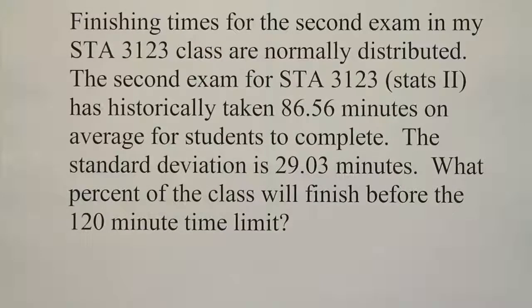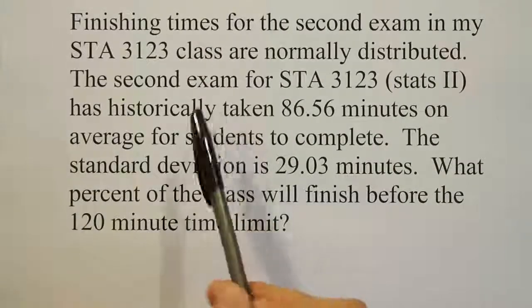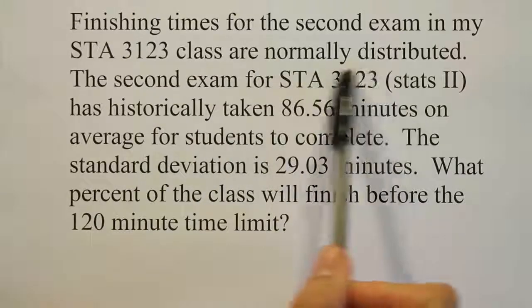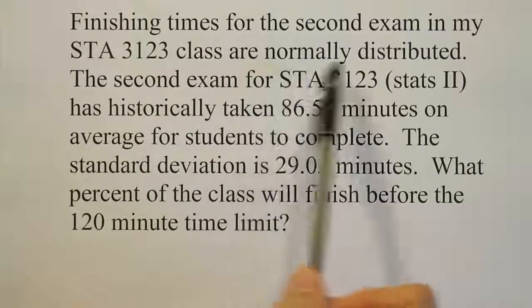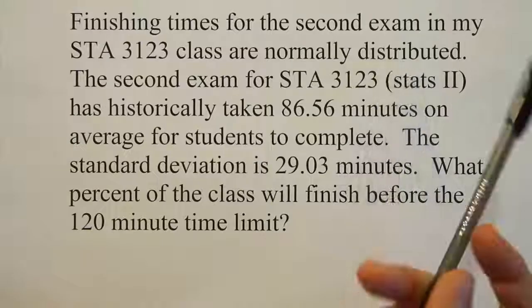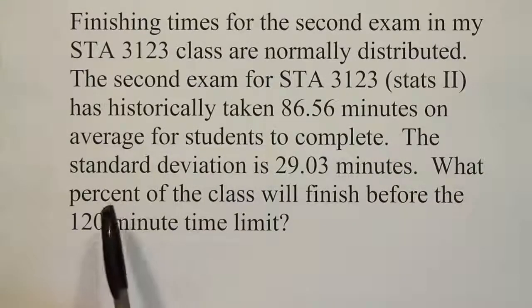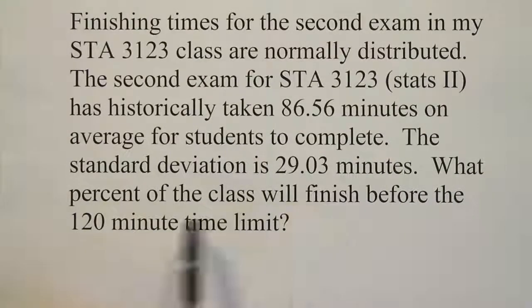Okay, so in this problem it says, first of all, that the grades, or finishing times, I should say, are normally distributed. So we're thinking bell curve. The next thing is they're looking for a probability, or what percent of the class will finish before 120 minutes. So let's go ahead and draw our bell curve, labeling the information that was given to us in that problem.